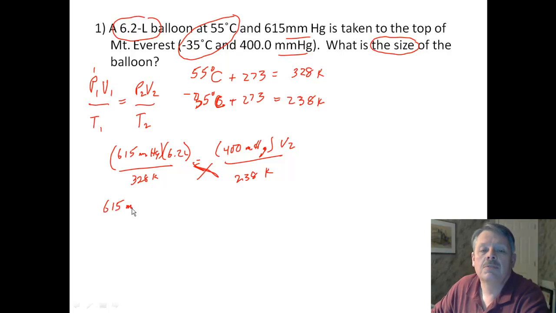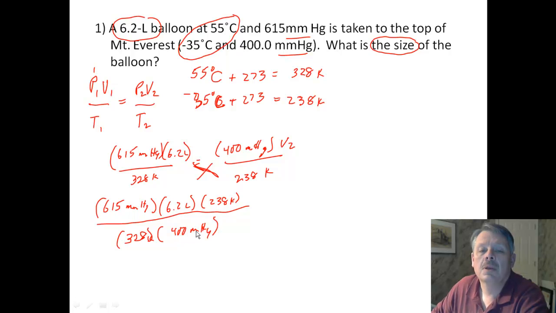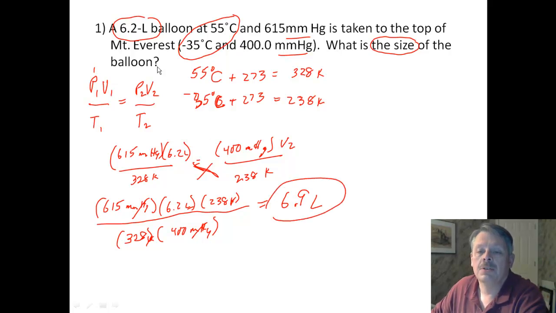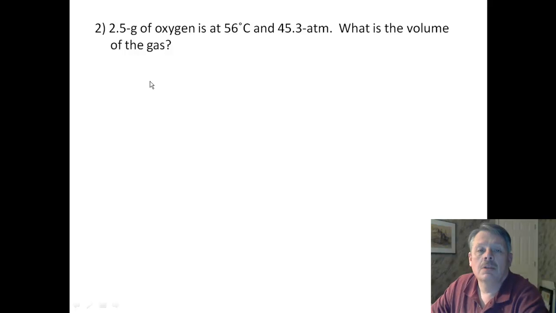So we get 615 millimeters of mercury times 6.2 liters times 238 Kelvin, and we divide by 328 Kelvin, and we divide by 400 millimeters of mercury. Because our units cancel, millimeters of mercury and Kelvin cancel, we're left with liters, which is what we want. Our final answer, when we do the math, is 6.9 liters for the final volume, with only 2 sig figs, because we've got only 2 sig figs up the top of our problem. All right, let's go on to number 2.